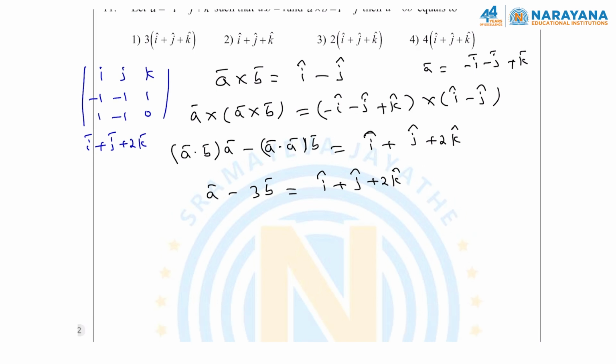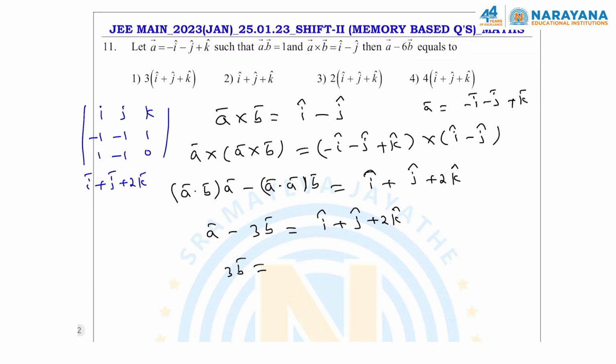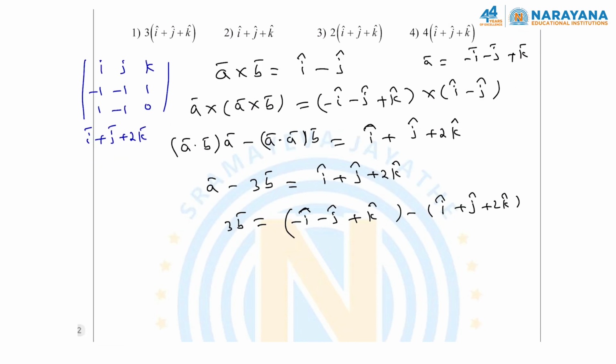Now since we know a bar, we can find 3b bar from here. 3b bar is equal to a bar minus this thing, that is minus i cap minus j cap plus k cap minus i cap plus j cap plus 2 k cap. So what we are getting, 3b bar is equal to minus 2 i cap minus 2 j cap and minus k cap. So we got 3b bar.